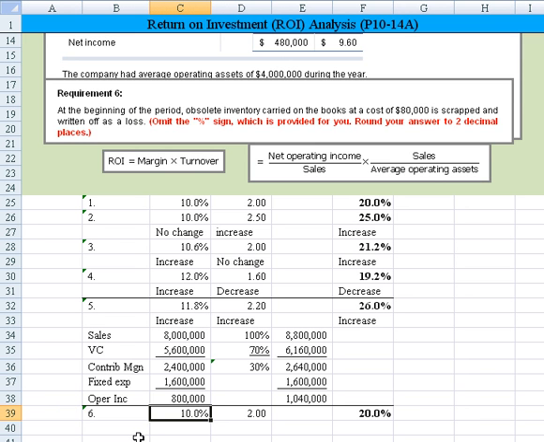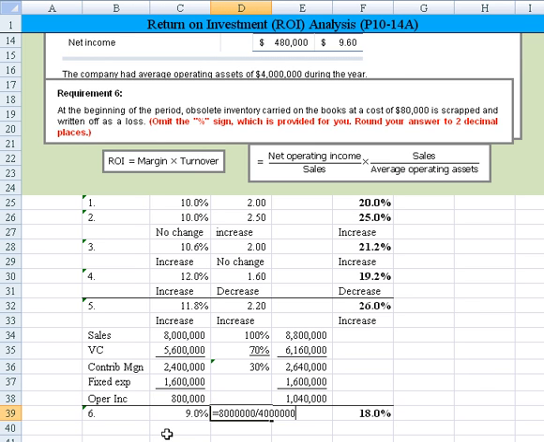So number 6, the difference is that $80,000 lost as a result of scrapping obsolete inventory. Well, that's considered an operating expense. So in terms of determining the margin, the 800,000 would be reduced by that $80,000. So we've got a reduction here down to 9%. And we have no change on sales, but we do have a change in terms of the operating assets because that inventory was scrapped.